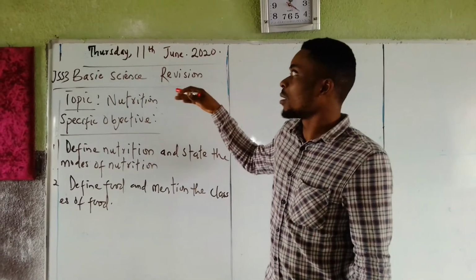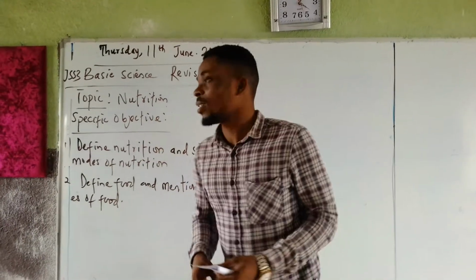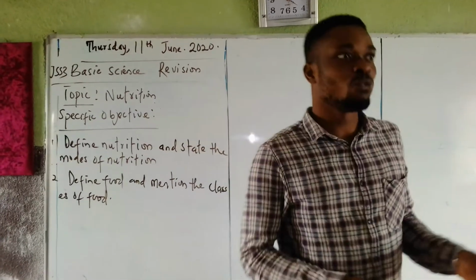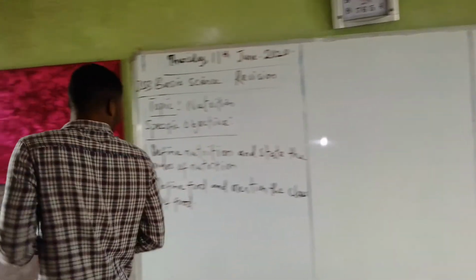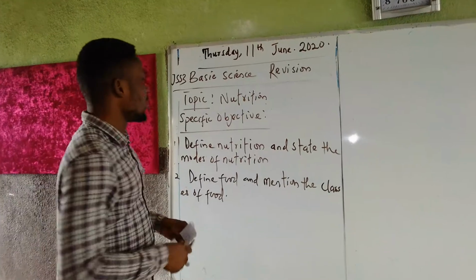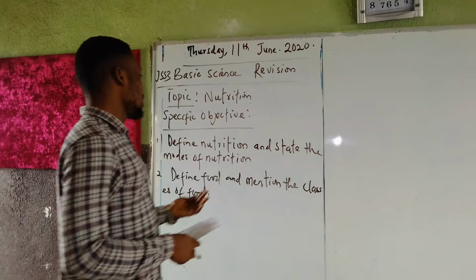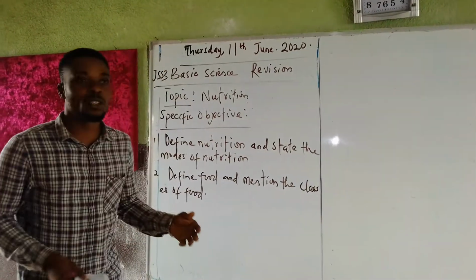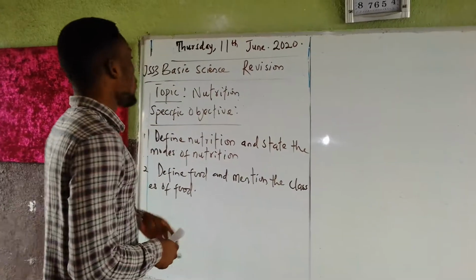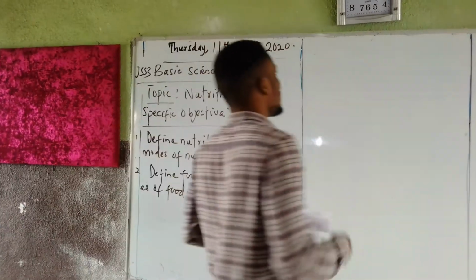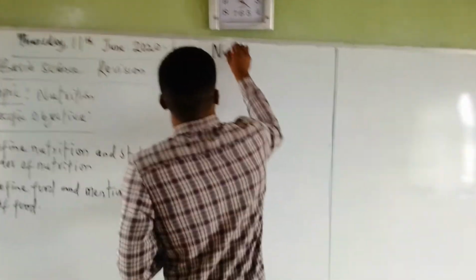Today we'll be treating our revision on JSS3. The topic is nutrition. In the course of this learning, you should be able to define nutrition, state the modes of nutrition, and also define food and mention some classes of food that we know. First of all, what is nutrition? So we're going to start. What is nutrition?